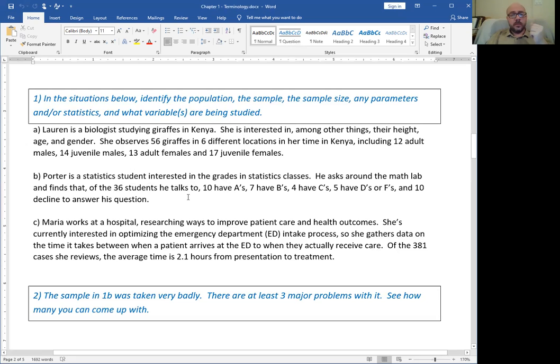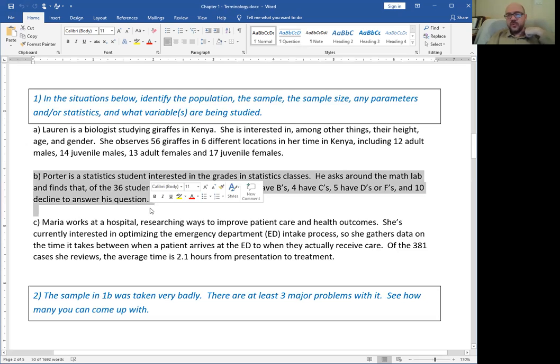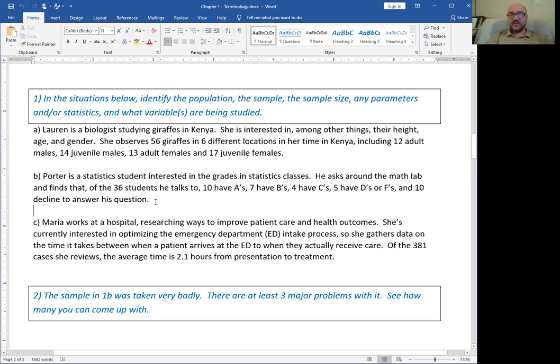So there you go. That's it. Now, in question 2 here, this sample, by the way, it sounds reasonable if you don't think too hard about it, but there's a lot of problems with how my hypothetical student here actually took his sample, which we'll talk about a little bit later.